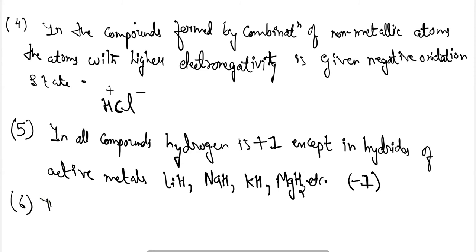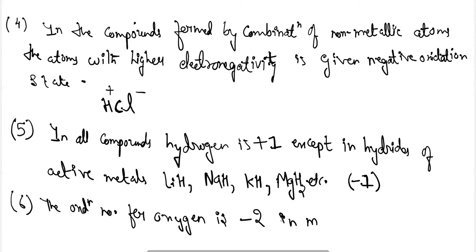The oxidation number for oxygen is -2 in nearly all compounds. In most compounds we will see that it is -2.